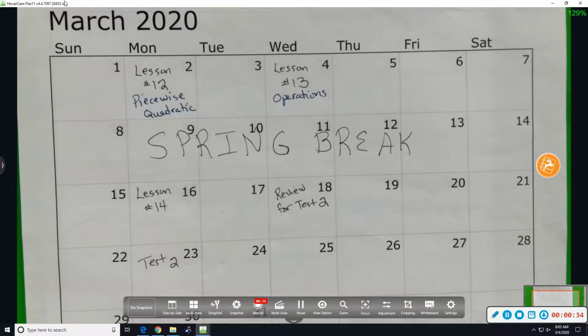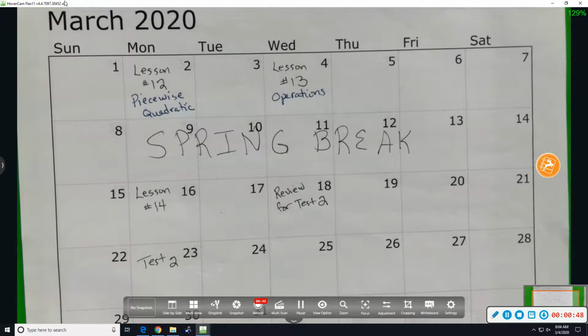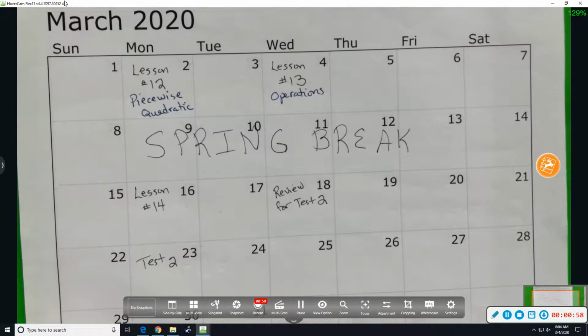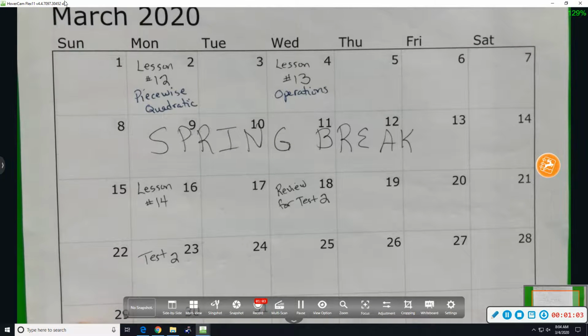So we'll pick up on March 16th and do lesson 14, something called zeros of polynomials. Then we'll review for a test, or the second test. By review for the test, what do I mean? I'll have the little PDF or the review sheet and work it out up here, just like I did for the first one. And we take our second test on March the 23rd.